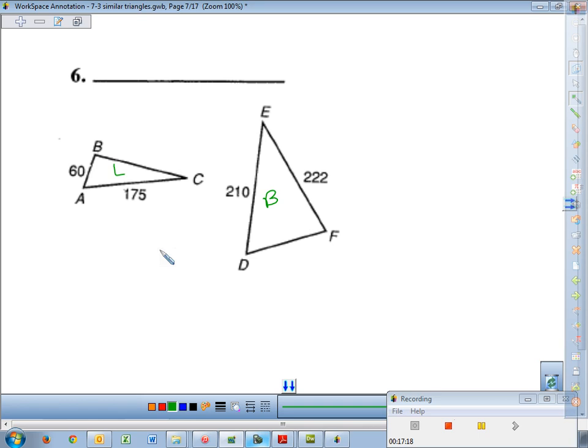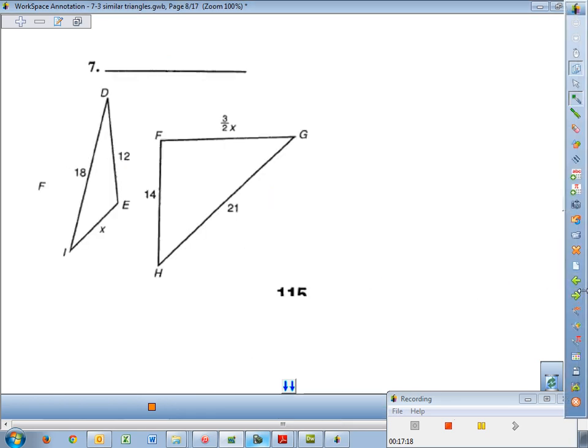How about side, angle, side? You got any angles? Nope. Angle, angle? Well, we already know we don't have any angles. So what do you think? Are they similar? No similarity. They might be. You know, we don't have enough information to say that they're not. We just can't prove that they are. Next. Big and little.